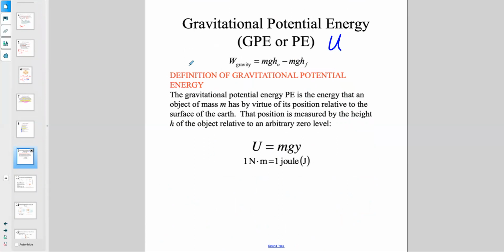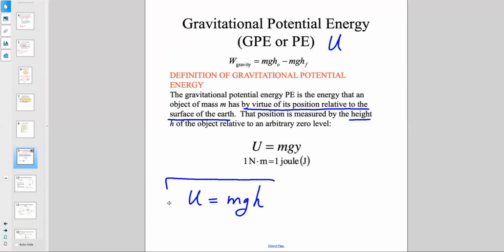So the gravitational potential energy is energy that an object of mass m has by virtue of its position relative to the surface of the Earth. The position is measured by height, as we know, okay, h, of the object relative to an arbitrary zero level. So if I want to show potential energy, I have U equals mgy, or I can say U equals mgh. Okay, so that's the potential energy formula that I am going to use extensively.